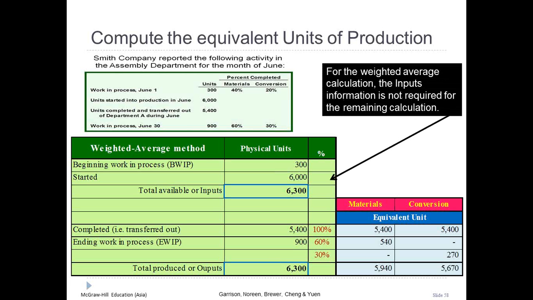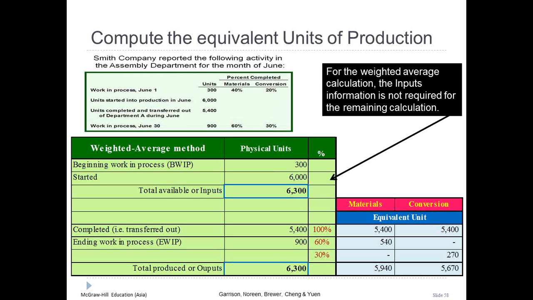So let's compute the equivalent units of production. Percentages of completion for each category of product status are labeled next to the quantity to help us calculate the appropriate quantity for material and conversion. So for example, completed goods of 5,400 units would have 100% of raw material and conversion done. Therefore, the equivalent units of production are 5,400 units for materials and conversion.